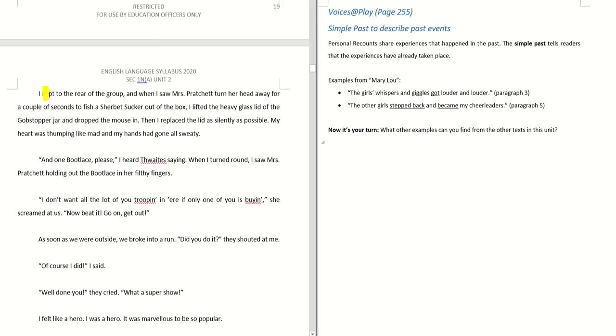I kept to the rear of the group. When I saw Mrs. Pratchett turn her head away for a couple of seconds to fish a sherbet sucker out of the box, I lifted the heavy glass lid of the gobstopper jar and dropped the mouse in. Then I replaced the lid as silently as possible. My heart was thumping madly and my hands had gone all sweaty. "And one bootlace, please," I heard Sweet saying. When I turned around, I saw Mrs. Pratchett holding out the bootlace in her filthy fingers. "I don't want all the lot of you trooping in here if only one of you is buying," she screamed. "Now beat it! Go on! Go out!" As soon as we were outside, we broke into a run.